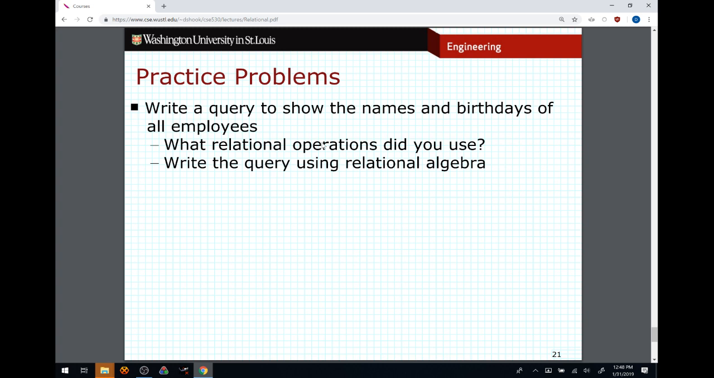Write a query to show the names and birthdays of all employees, and I want to know which relational operations you used. Then I want you to write the query using relational algebra. That could take actually one of two forms. A query tree is fine. In fact, a query tree is most often what I prefer, but it's also valid in relational algebra to specify it almost as an algebraic expression where I can say pi and then have a projection, right? And then have a Cartesian product, right? This is also a valid relational algebra expression, just nesting the operations inside of each other.